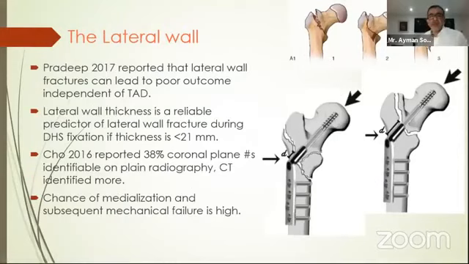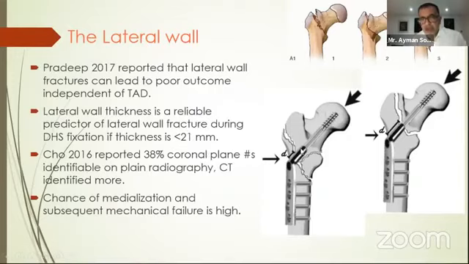Why is the lateral cortex important? Basically, if you look at this image here, if the cortex is fractured here, this automatically turns into a reverse oblique fracture. There's a number of researchers who looked at the lateral cortex, and they concluded that lateral cortex fracture is a very important factor in the success of DHS. Some researchers looked at the thickness of the lateral cortex as a predictor of lateral cortex failure, and a thickness of less than 21 millimeters has been postulated.